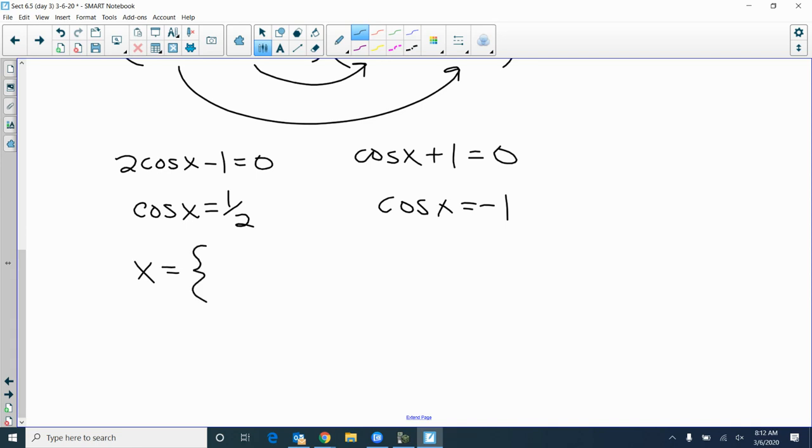Cosine x is 1/2, so say it's a 60-degree angle, pi over 3, because it's in the first quadrant. And what would be my one that's in the fourth quadrant? 300, which is 5 pi over 3. And how about cosine of x equals negative 1? Do you know that one? Logan? Pi. 180 degrees. Okay, pi.